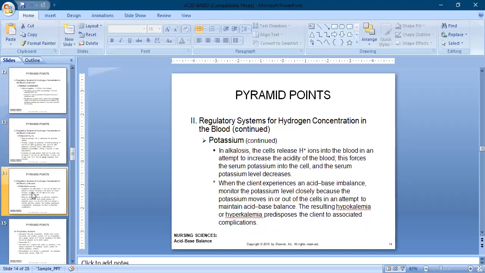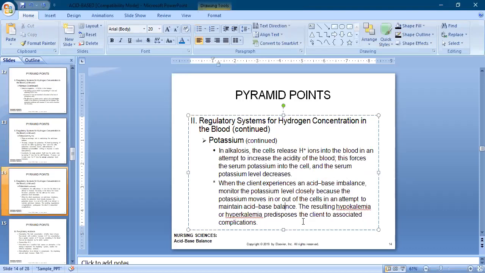And in case of alkalosis, the cell releases hydrogen ion into the body in an attempt to increase the body acidity. When the client is experiencing acid-base imbalance, monitor the potassium level closely, because potassium moves in and out of the cell in an attempt to maintain acid-base balance, resulting in hypokalemia or hyperkalemia.